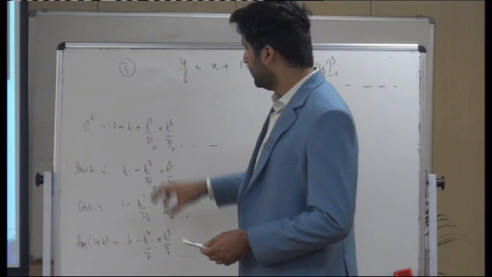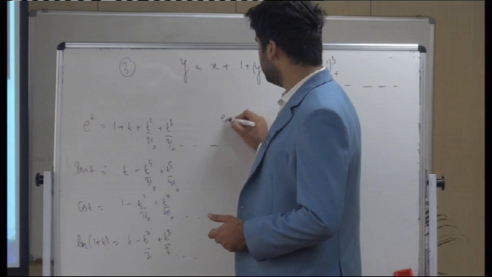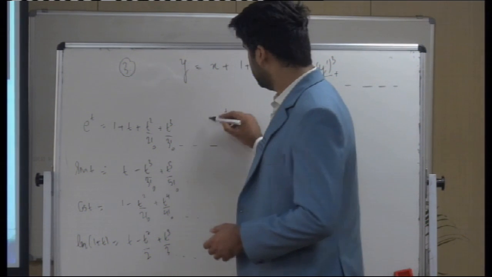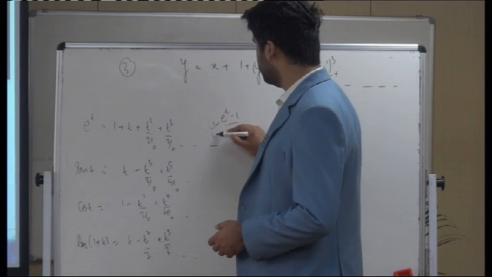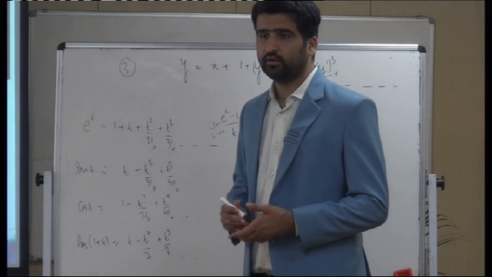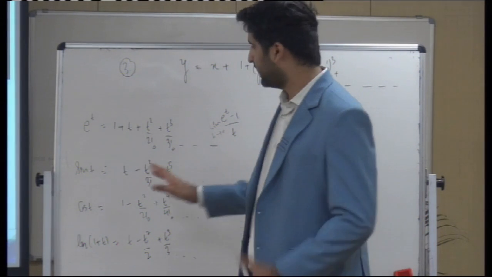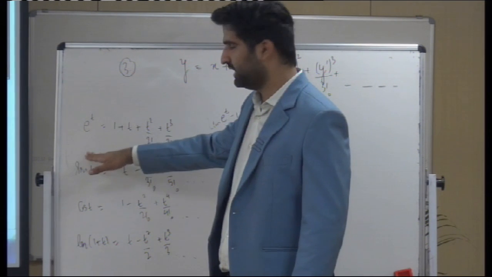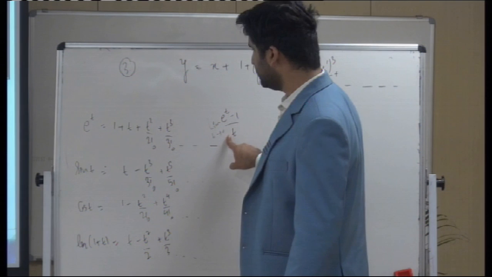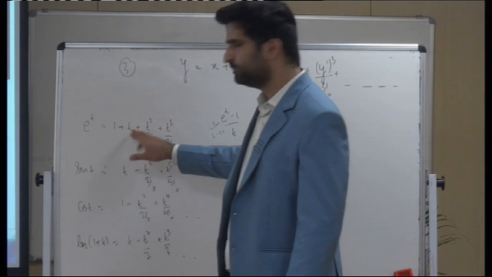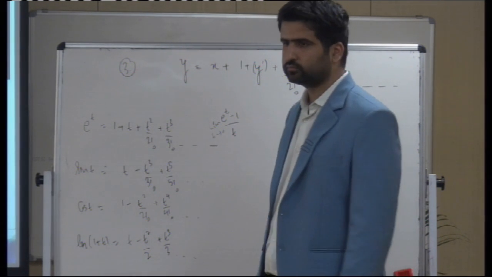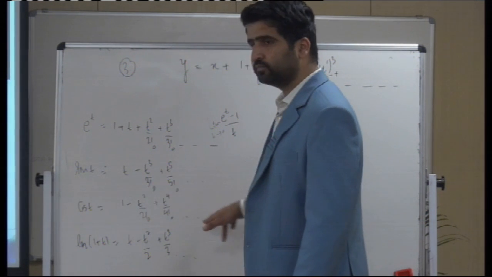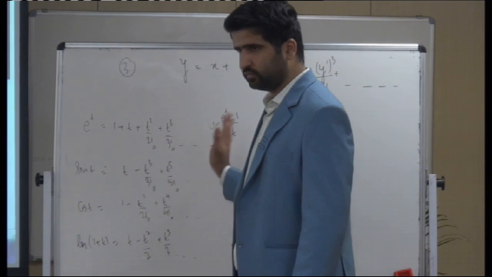If you want to calculate the limit for e to the power t minus 1 upon t, you know what this is when we have limit t tending to 0? This limit is equal to 1. This is a standard limit. How to find it? Just subtract 1 from here and divide it by t. And when you put limit t tending to 0, this will become 1 and all the rest will become 0, negligible. Similarly for sin t upon t, divide by t. This is 1, all the rest are 0.